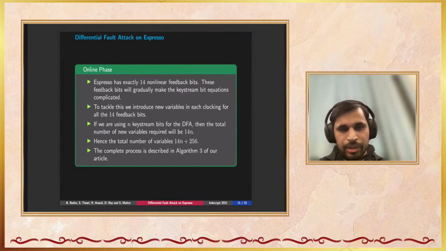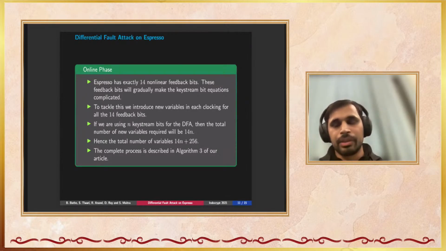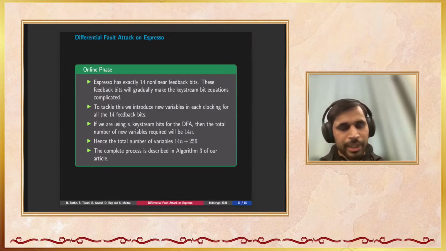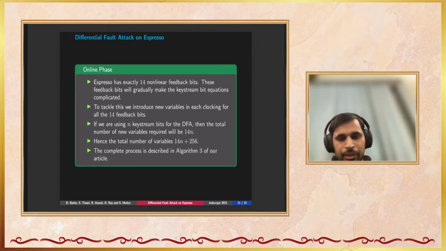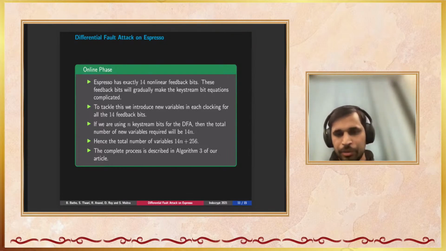Now, in the online phase, we try to find the state bits of Espresso. Espresso has exactly 14 nonlinear feedback bits. These feedback bits will make the key stream bits more complicated as the rounds increase. To tackle this, we introduce new variables in each clocking for all these 14 feedback bits. So if we are using n key stream bits for our fault model attack, the total number of new variables will be 14 into n, and the total number of variables will be 14n plus 256. This complete process is described in algorithm 3 of our paper.